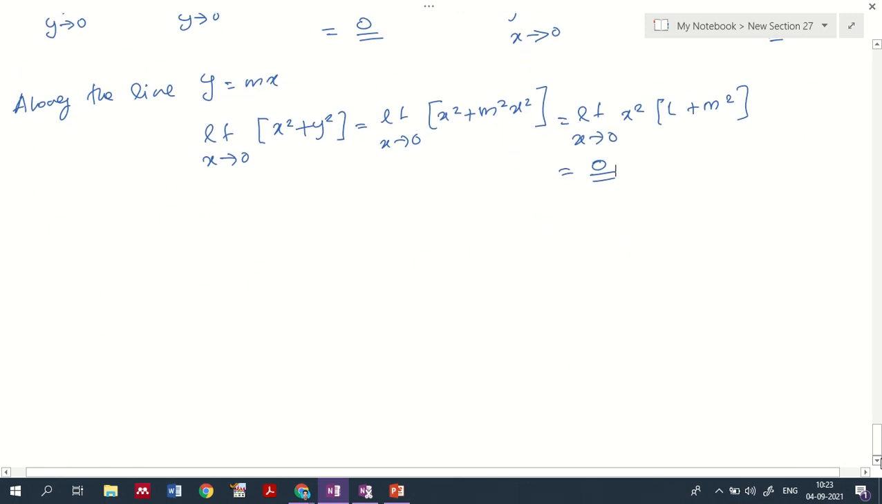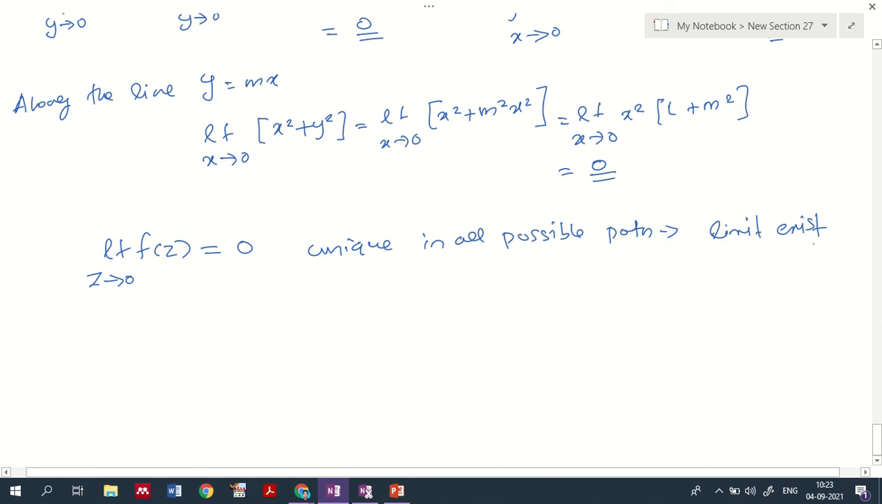Okay, the limit z tends to 0, f of z is equal to 0 in all cases. So it is unique in all possible paths. Okay, so we can say that the limit exists. So in this case the limit exists. So our first condition is satisfied in order to check whether the function is continuous or not.